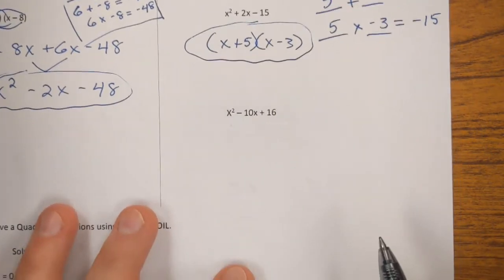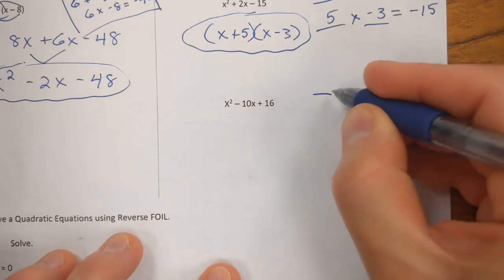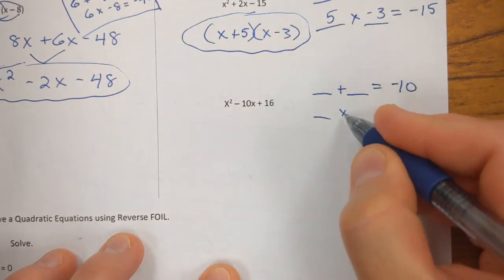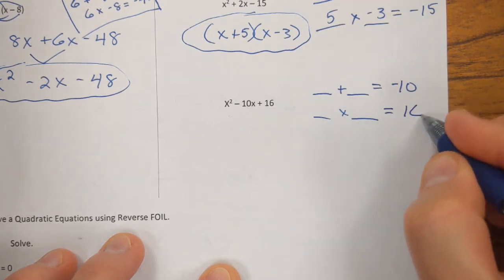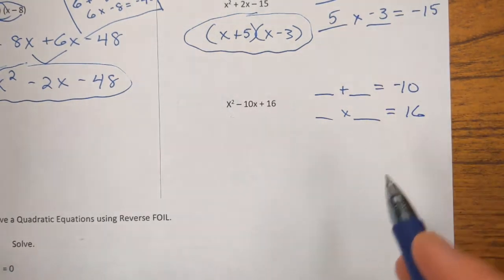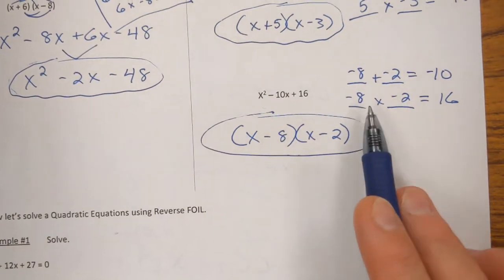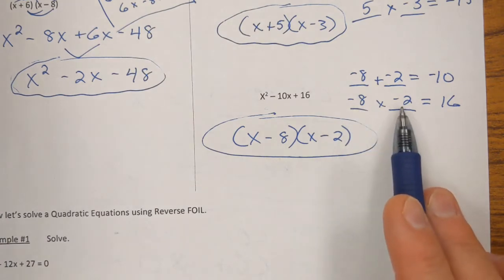Try this last one completely on your own. I'll help you set it up. We need two numbers that add up, this time, to negative 10, and multiply to positive 16. Go ahead and try this one on your own. Hit pause now. All right, and here is your answer. The missing numbers would have to be negative 8 and negative 2.